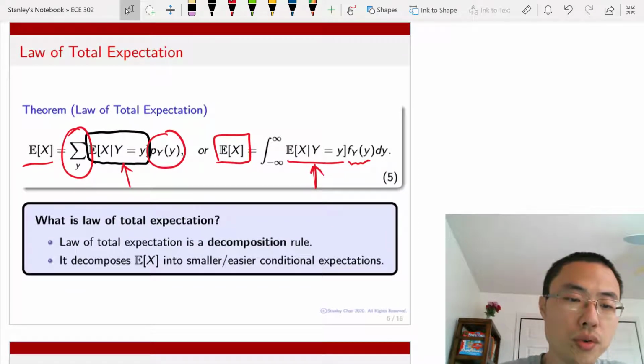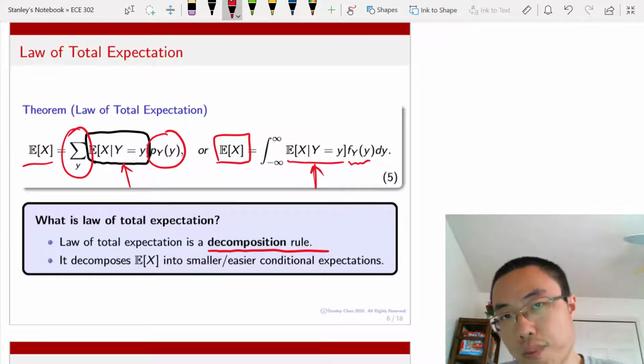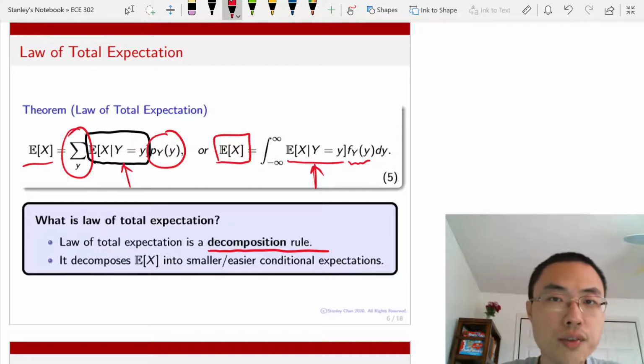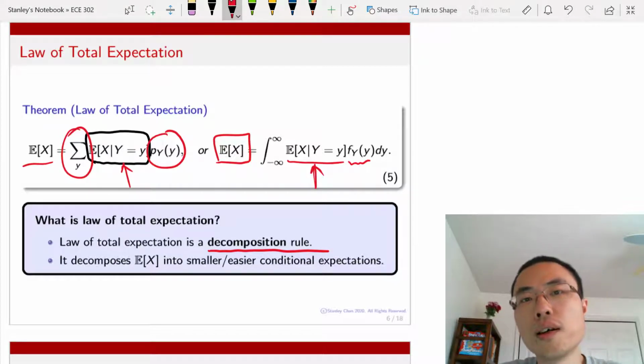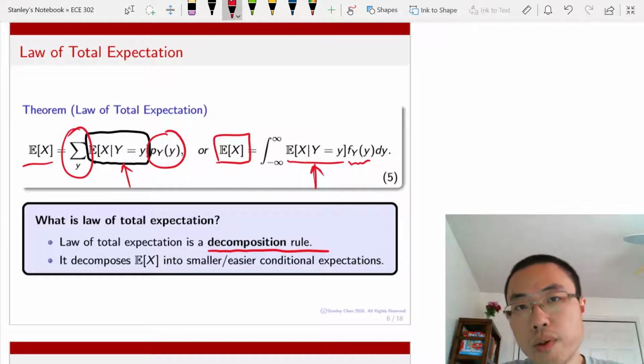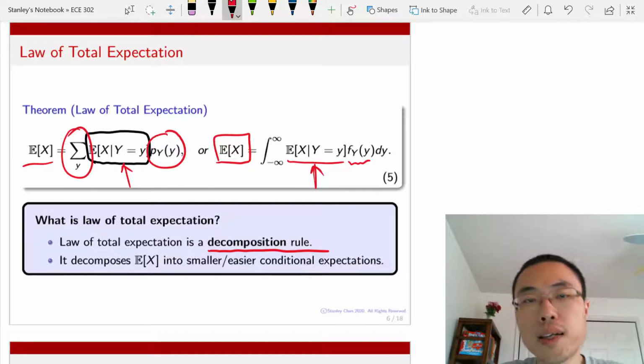So what is the law of total expectation? It is a decomposition rule. It is a decomposition because you decompose an event into smaller events. And certainly, I think you will remember what we have learned back in chapter 2 when we talked about conditional probabilities. We said that the law of total probability can be very useful because it decomposes a big event into smaller events. So this law of total expectation is along the same line of thinking.